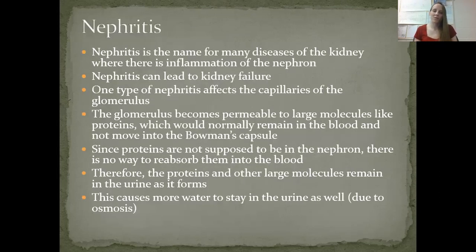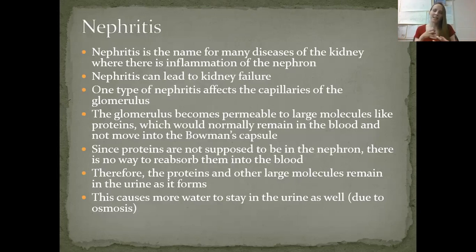Nephritis is also an issue that affects the kidneys. It's the name for a whole bunch of different kidney diseases where there's inflammation in the nephron. And if there's too much inflammation in the nephron for an extended period of time, it can actually result in kidney failure. One of the types of nephritis affects the capillary bed in the glomerulus.